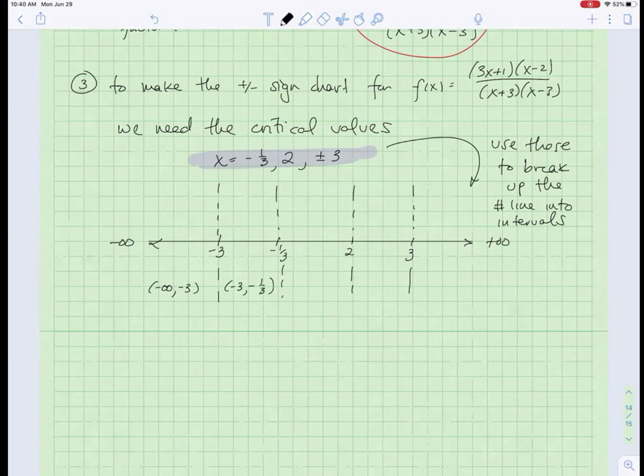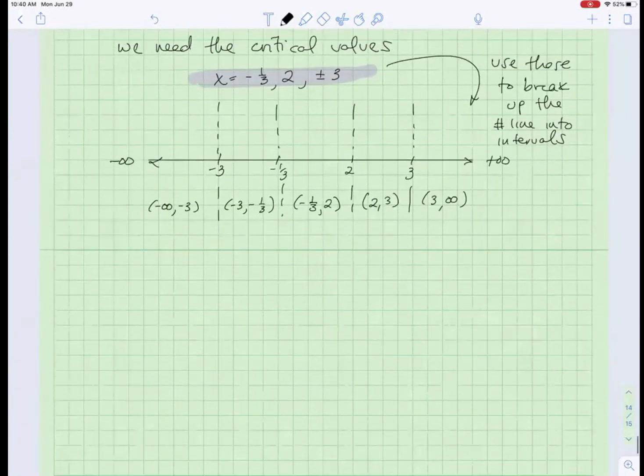Some students I noticed when I was grading the exams have a real hard time distinguishing the difference between a point and an interval. These are intervals, not ordered pairs. This is from negative 1/3 up to 2. This is 2 to 3. And then this is 3 to infinity.